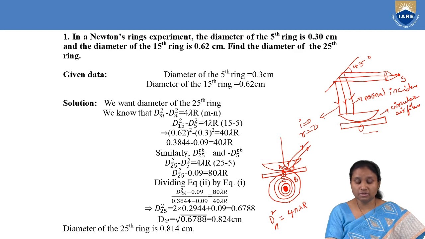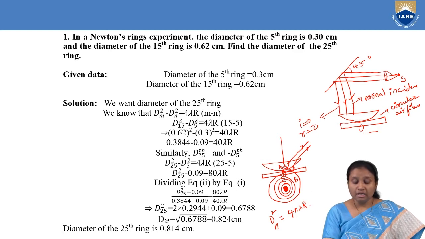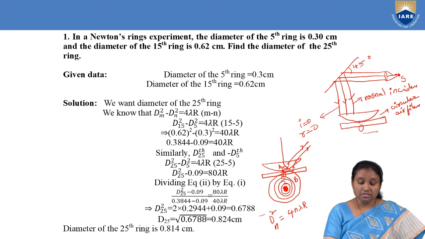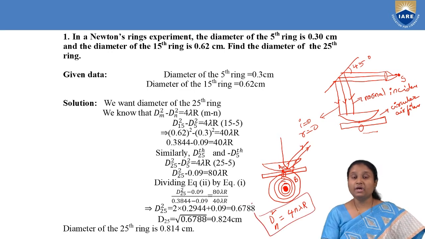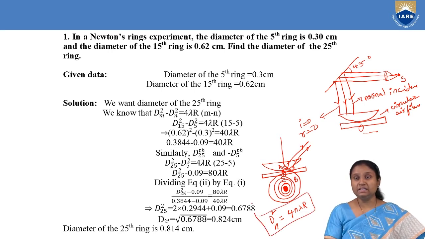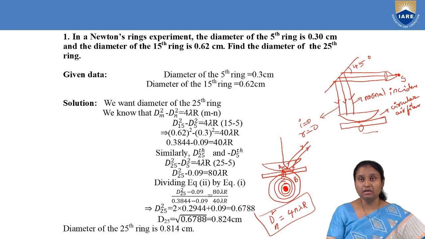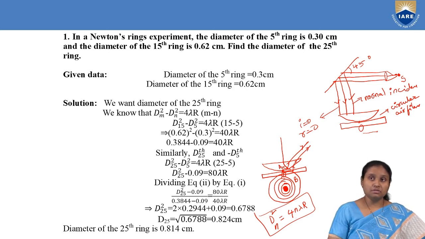Suppose I am taking nth order dark ring, then it will be 4nλR. N is the order, so here we'll have different orders. And here, of course, λ is the wavelength of light that is falling on the air film, and R is the radius of curvature of the lens. So this is the formula for the square of the diameter of the nth dark ring. By taking this formula, we are now going to solve some problems.